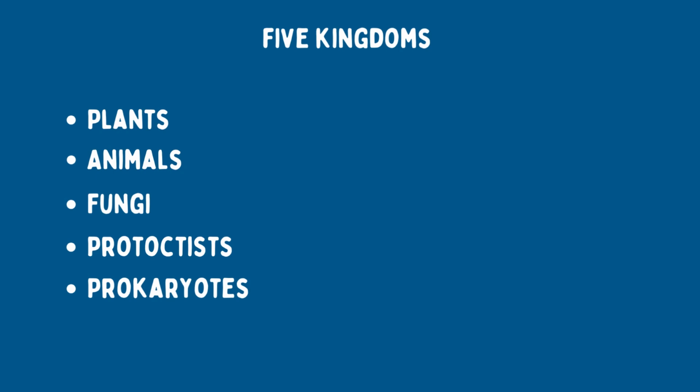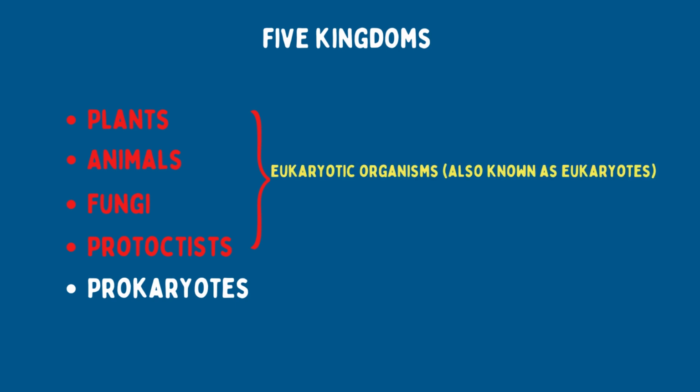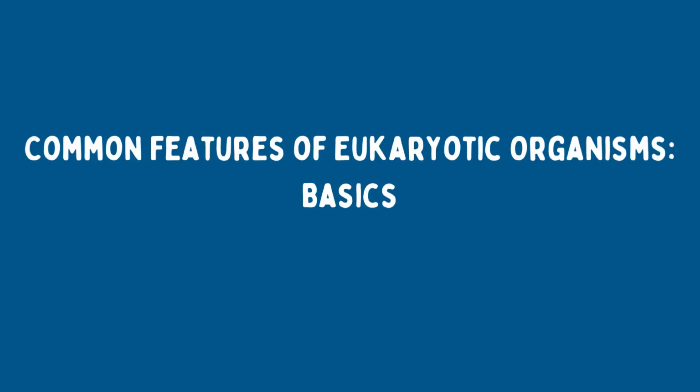In my previous video, I've talked about the five kingdoms: plants, animals, fungi, protoctists, and prokaryotes. I've also mentioned that the first four kingdoms in this list can actually be grouped together as they are all eukaryotic organisms. In today's video, I'll be going into more details of the four kingdoms. Common features of eukaryotic organisms.